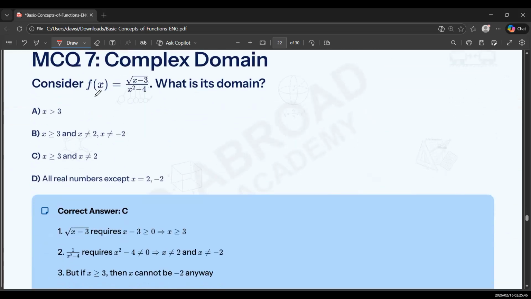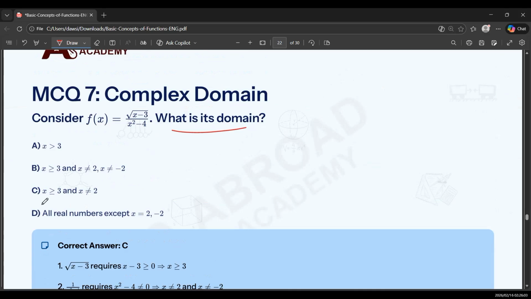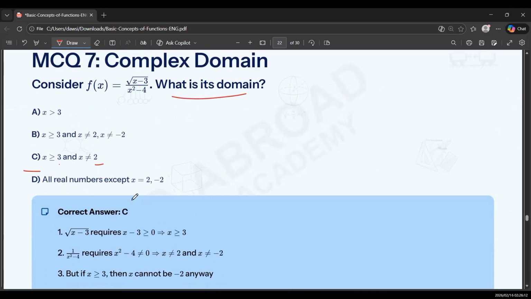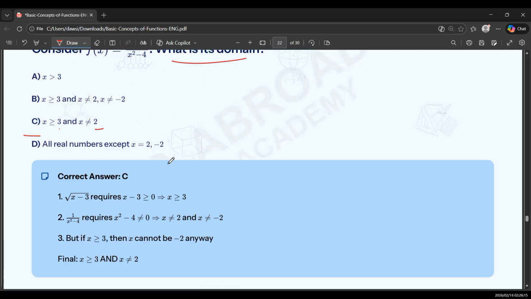It's a complex domain here. f of x equals square root of x minus 3, divided by x squared minus 4. What is its domain? We also solved it before. Its answer is C: x greater than or equal to 3 and x not equal to 2.